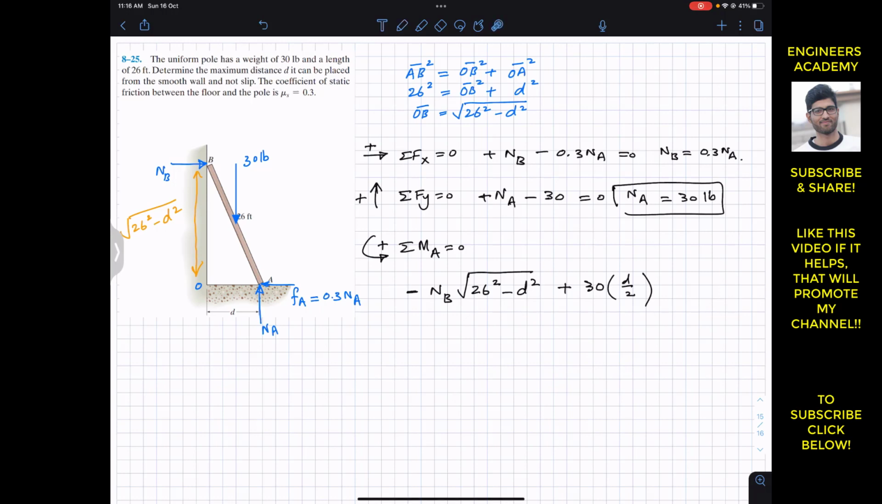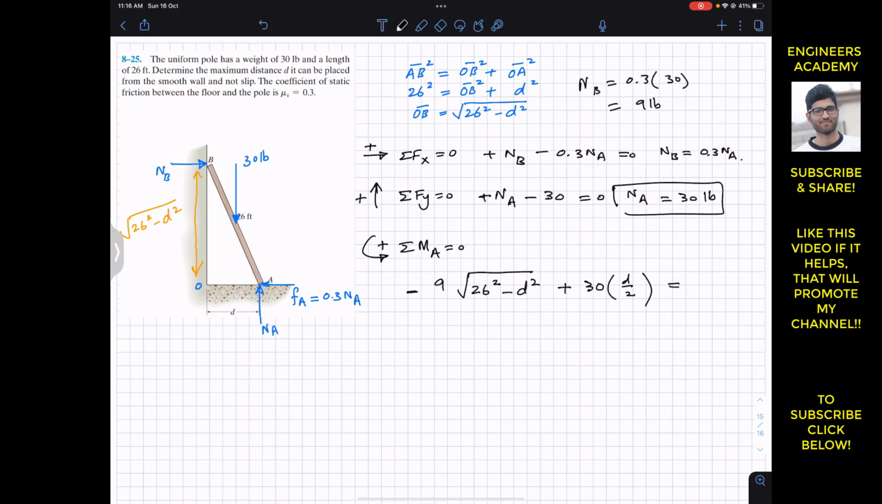Now NB is equal to 0.3 times NA, and NA is known. So if I put this NA in this equation, we will find the NB value. So now I can find NB equals 0.3 into 30. This will give us 9 pounds. So NB is equal to 9 pounds. I can substitute this NB equals 9 pounds. So let's write that this is 9.